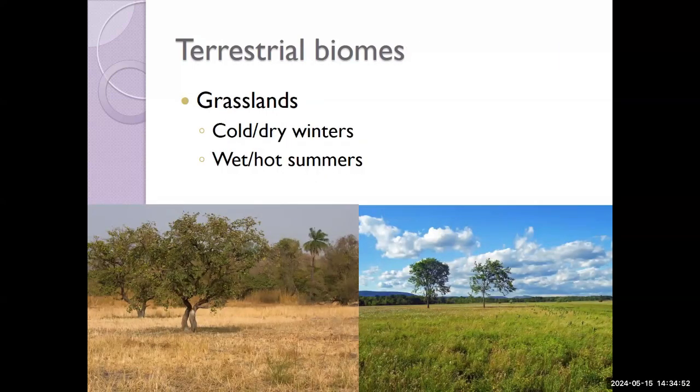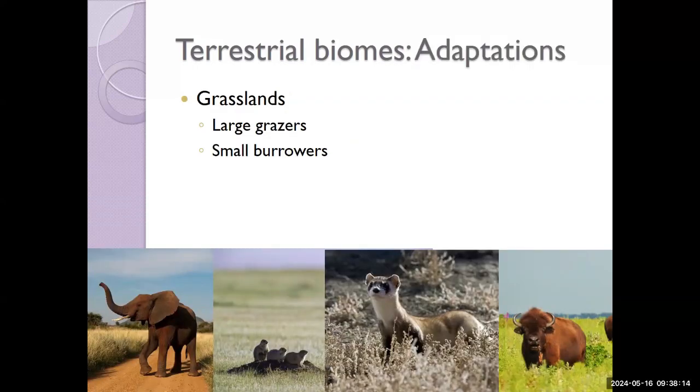The grasslands, which are cool, dry winters and wet, hot summers. Here in these pictures, we can see on the left the African Serengeti grasslands versus the right, the temperate grasslands. The temperate grasslands have typically less rainfall, but more consistent and warmer temperatures than the savanna. But in both cases, we see cold, dry winters, wet, hot summers. In the temperate and savanna grasslands, you find large grazers or small burrowers. The idea here is they have to be able to move long distances to find the requisite water and food, or they're small and able to survive on a meager diet.